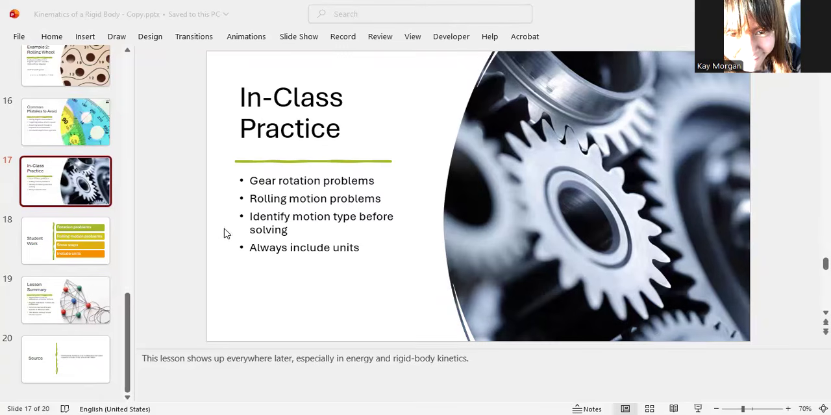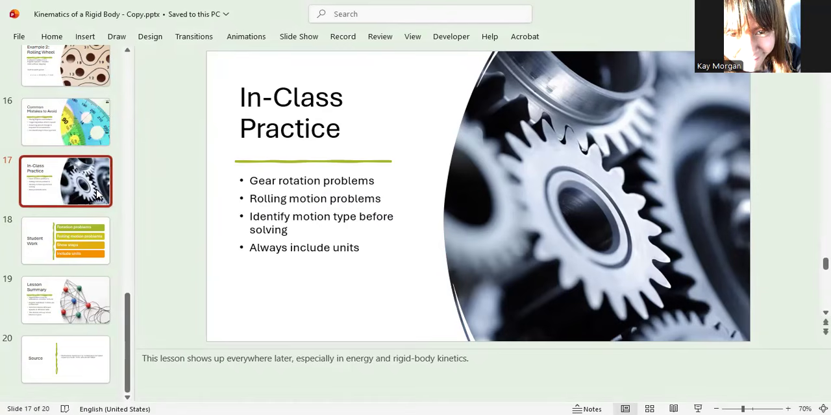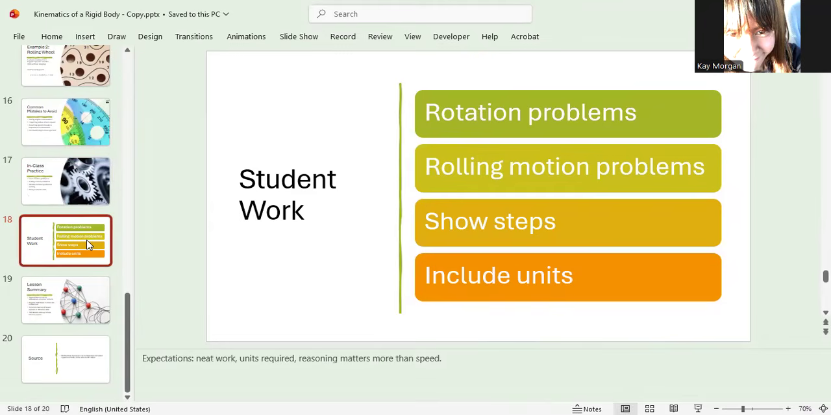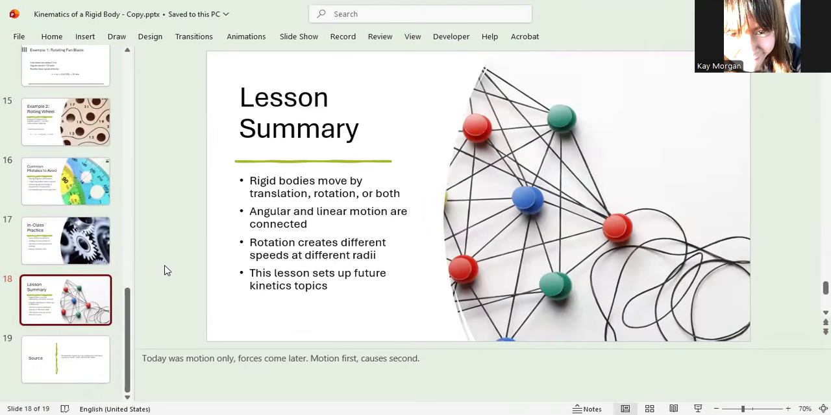Your in-class practice problems are listed there for you, just in general. You can go to your textbook and do the problems on gear rotation and rolling motion, because identifying the motion type is really important before solving the problem. You also need to include your units. Don't forget, do not make mistakes in your units. And of course, the student work: make sure that for your rotation and rolling motion problems you show steps and include a unit. I made a mistake here, I probably duplicated one of these, so I might want to delete it.